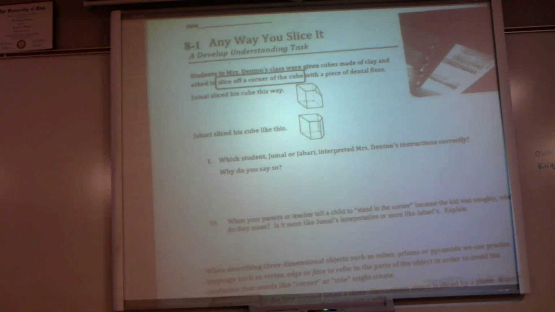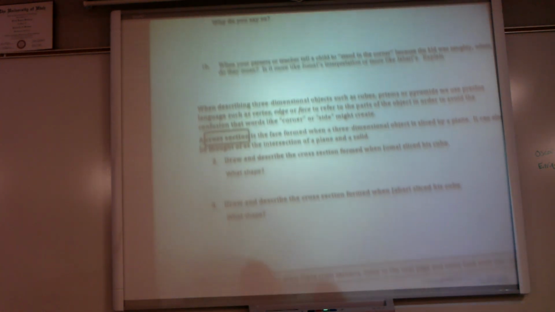Students in Mrs. Denton's class were given cubes made of clay and asked to slice off a corner of the cube with a piece of dental floss. Now we've got Jamal, he sliced off a corner in this way, so he took off that little chunk there, and Jabari did it a little bit differently. Which one of those did what you would have done? This is just trying to bring up the question of what a corner is. You can answer that how you think is best.